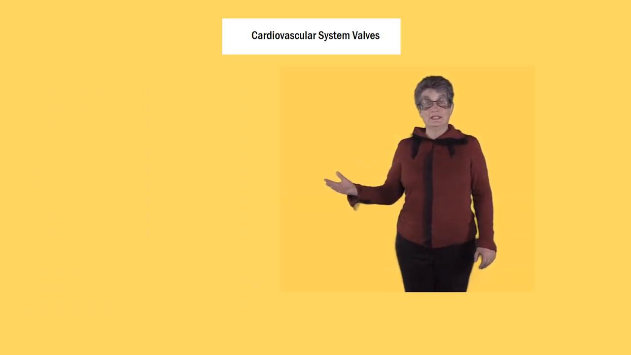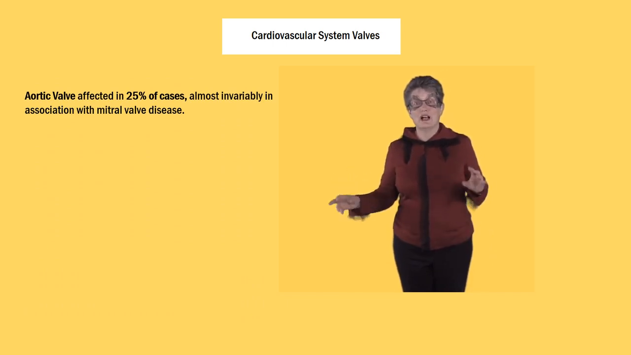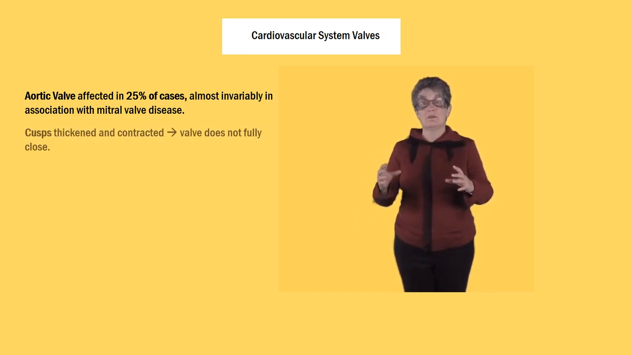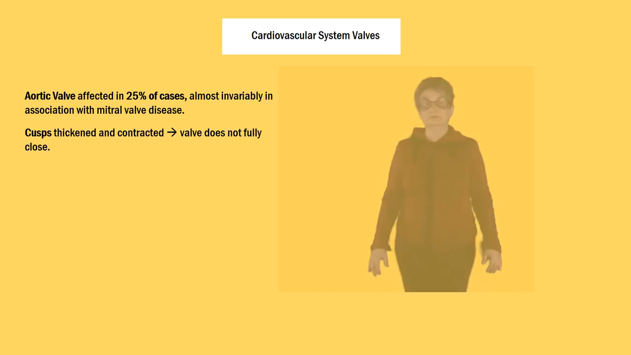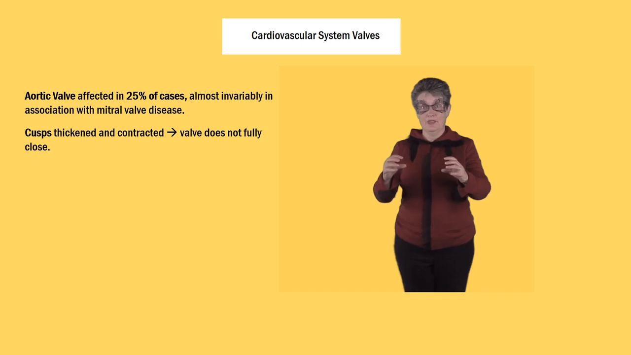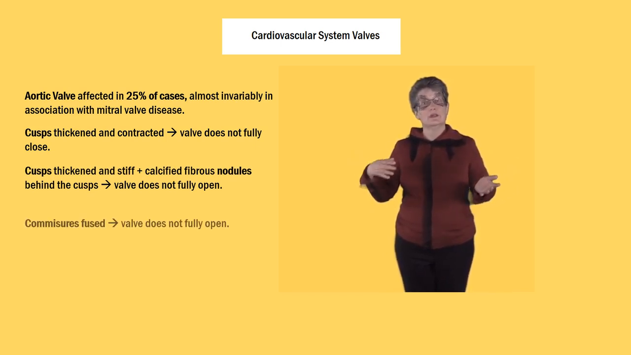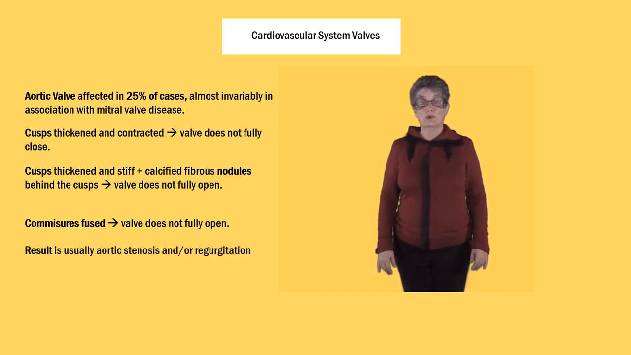The aortic valve is affected in 25% of cases. In these cases, the mitral valve is also affected. Just like the mitral valve, the cusps become thickened and contracted, so the valve does not fully close. And the cusps become thickened and stiff with calcified nodules behind the cusps, so the valve also doesn't fully open. Again, the commissures are fused, resulting in poor opening of the valve. The result is again aortic stenosis and regurgitation.